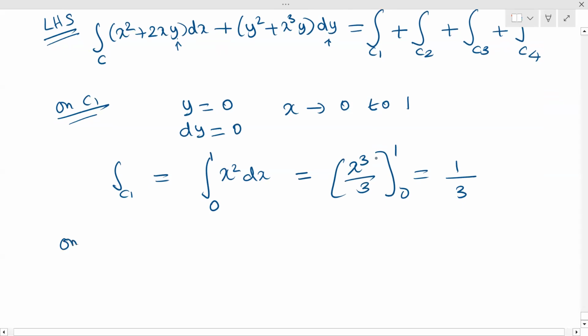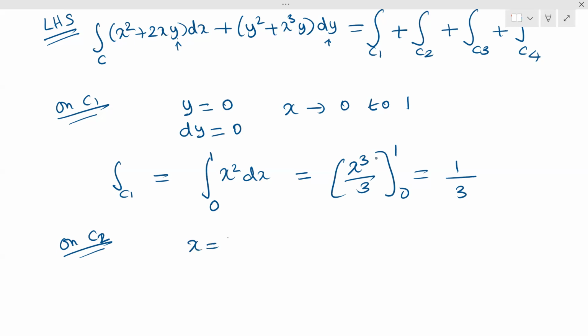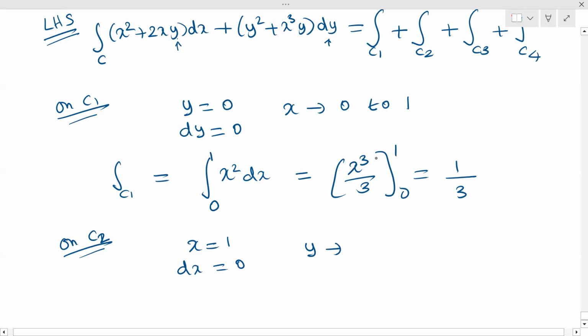Next, for the next line, C2. C1 is completed. Next for C2. For the C2, the equation of the line C2 is, that is the line parallel to y-axis. That is x equal to 1. Dx equal to differentiation of 1 is 0. And y limit we have to find. Because x is constant means y only, the other variable only varies. And the y varies from 0 to 1.